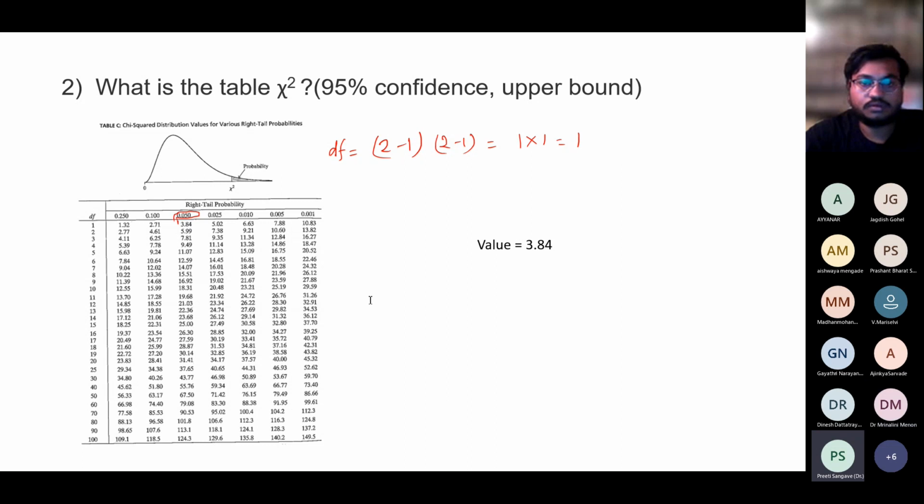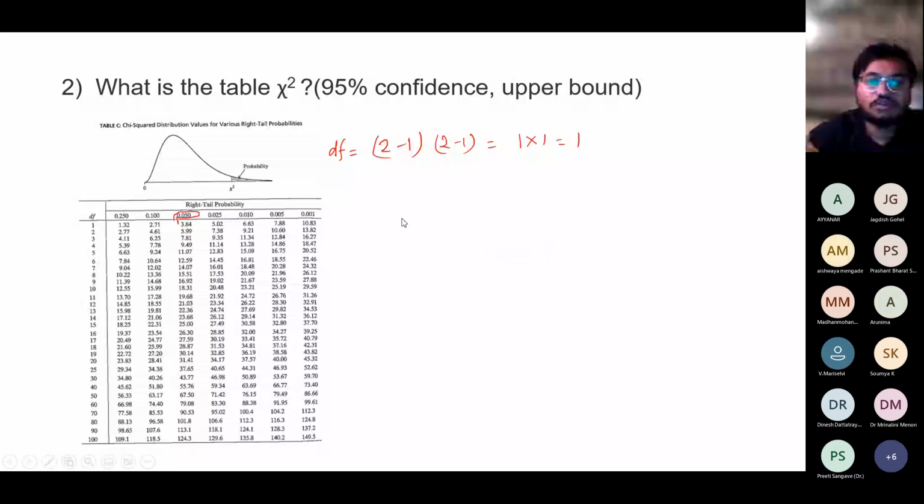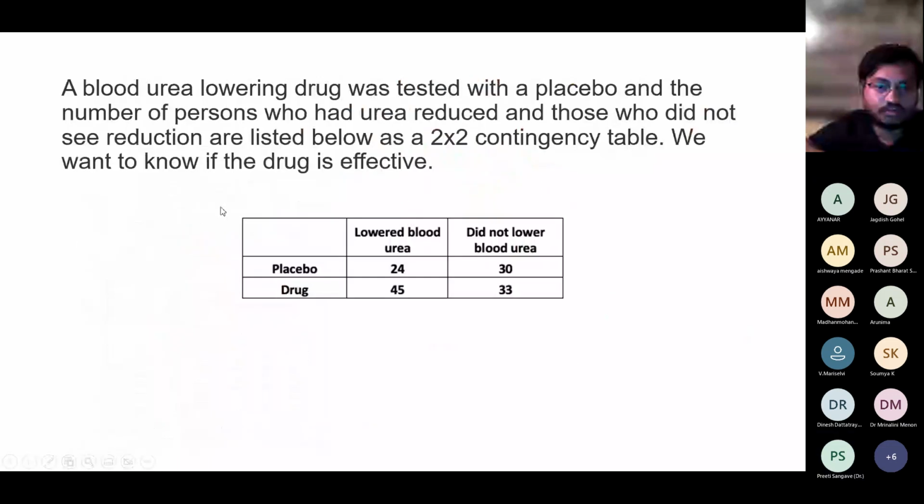So one question, how does one decide one tail or two tails if it is not specified? Could you speak a little louder? Not able to hear. How does one decide one tail or two tails if it is not specified? Yeah, so that depends on the question. So here we want to know if the drug is effective. So you want to see if the drug is working, if it's better than the placebo in some way. So in this case, we'll do a one-sided test.